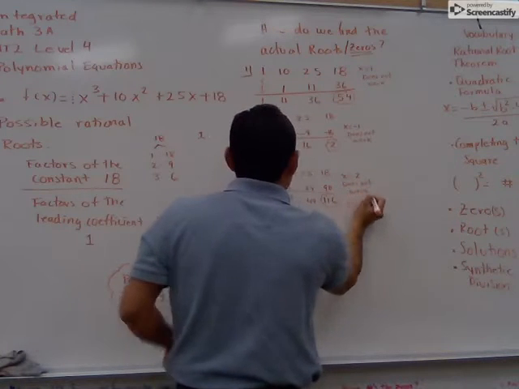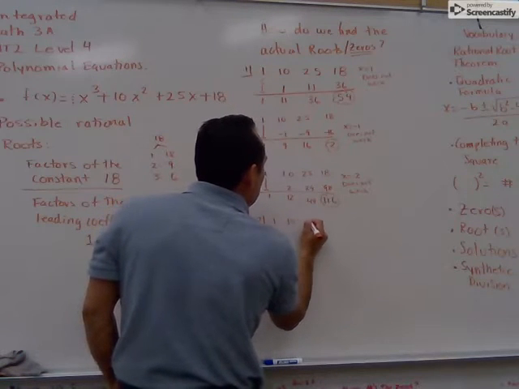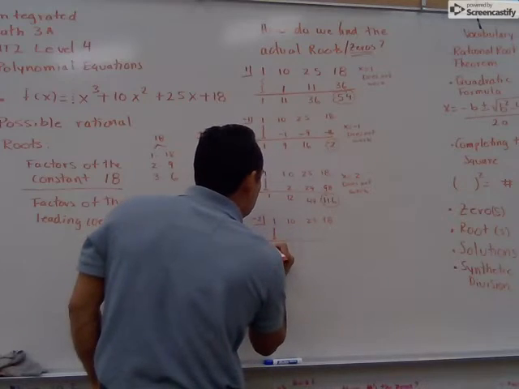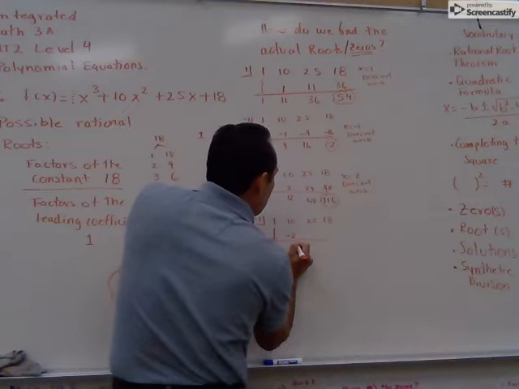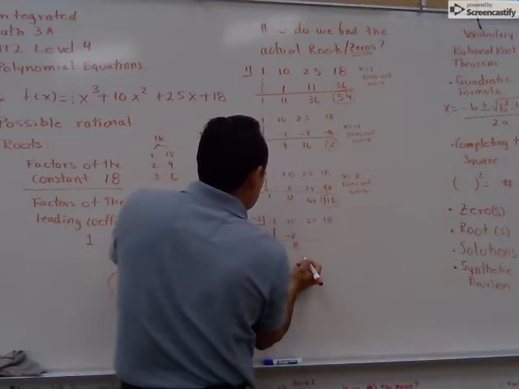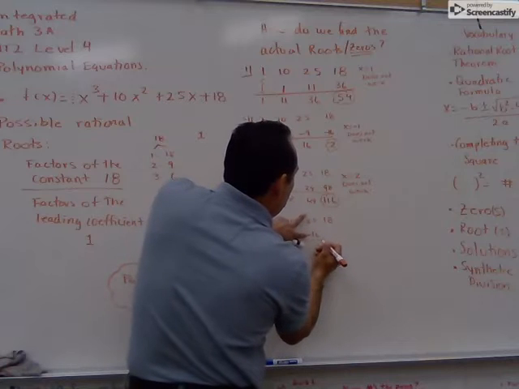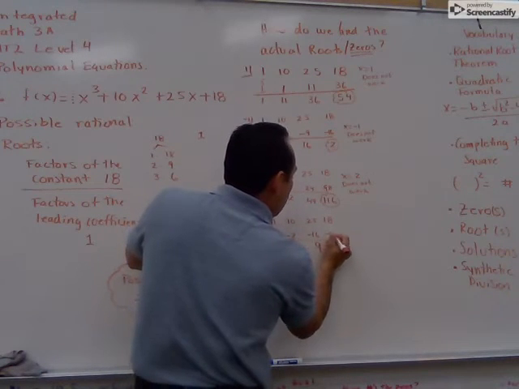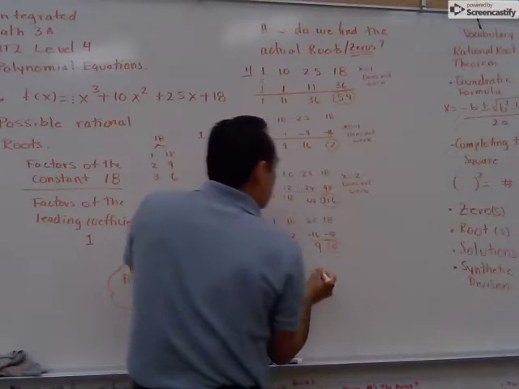If I do the next one, which is negative 2, now I'm going to have 1, 10, 25, 18. Drop the 1 first. That gives me a 1 right here. Negative 2 times 1 is negative 2. When you combine them, it gives you positive 8. Negative 2 times 8 gives you negative 16. Combine this, that gives you positive 9. If you multiply this times this gives you negative 18. And we're getting 0 as a remainder.